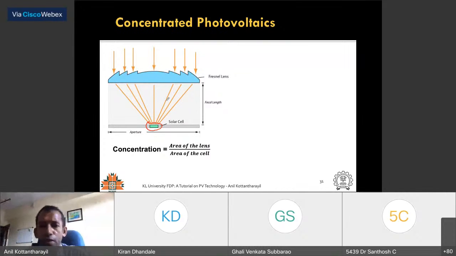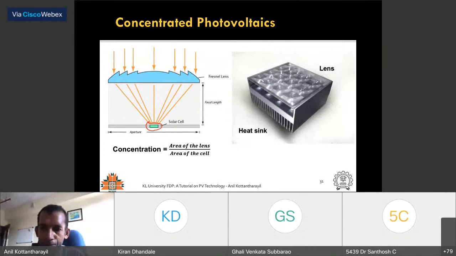Okay, and we have all played with lenses when we were small children, and what is the consequence of this? This can actually heat up to high temperature. So we used to burn paper and so on, right, by using lenses. So it can really go to fairly high temperature. Now the concentration is just the area of the lens divided by the area of the cell. So you can get very high concentrations, but there are complications here.